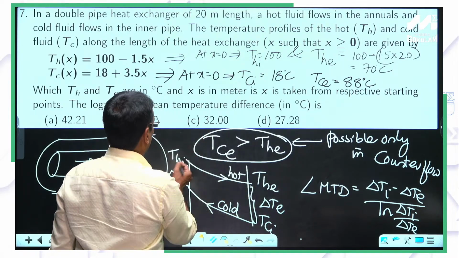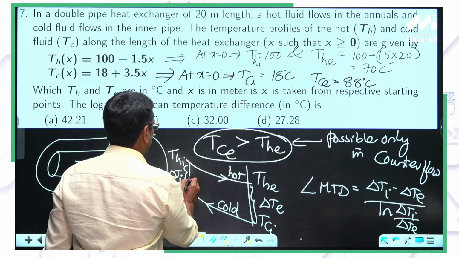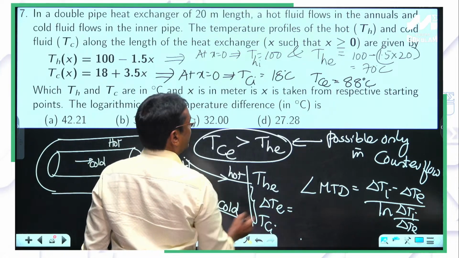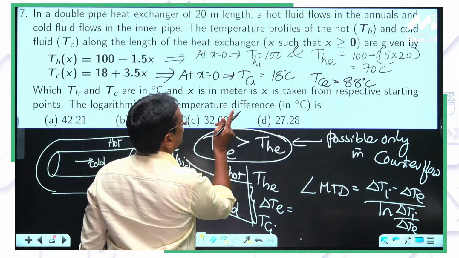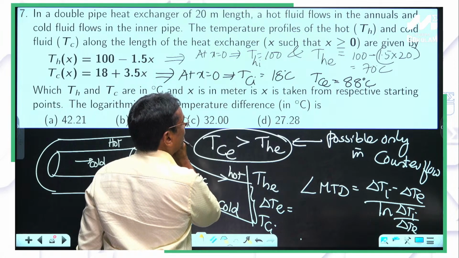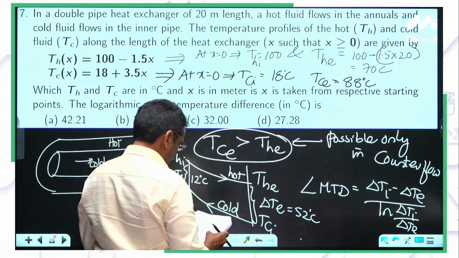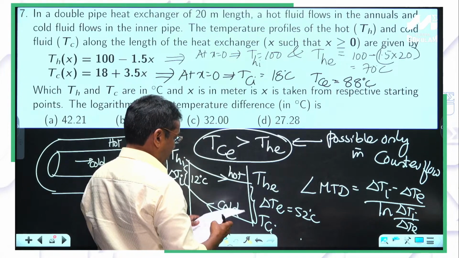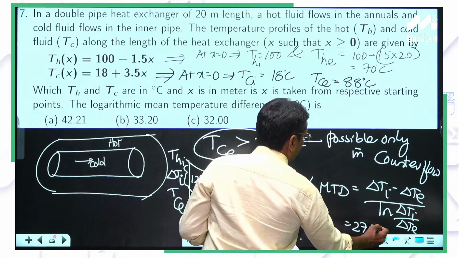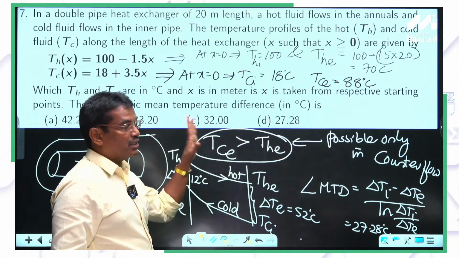You can easily calculate. Thi is 100, 100 minus 88 will be 12 degrees. Delta Te will be The is 70, 70 minus 18, which is 52. You substitute there, you will get the LMTD as 27.28. This is definitely a counterflow heat exchanger. How did they decide that? Tce is greater than The.